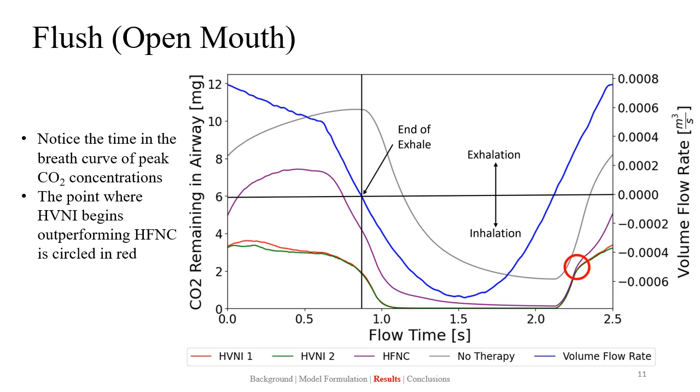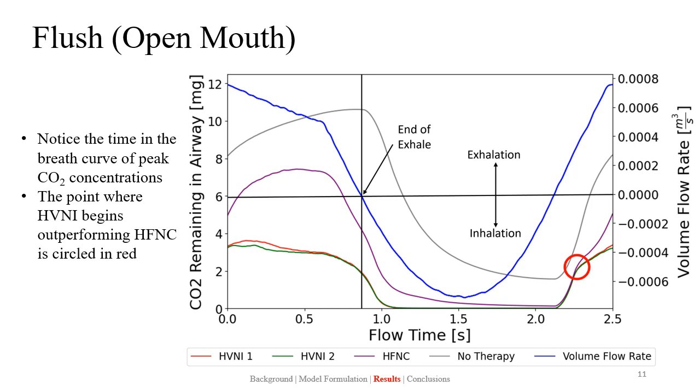Notice the time in the breath curve at which peak CO2 concentration occurs for each of the 4 therapy conditions. HVNI1 and HVNI2 show peak CO2 values shortly after peak exhale. After this peak, the flush process begins, and the mass CO2 remaining in the airway only decreases until the end of the exhalation process.